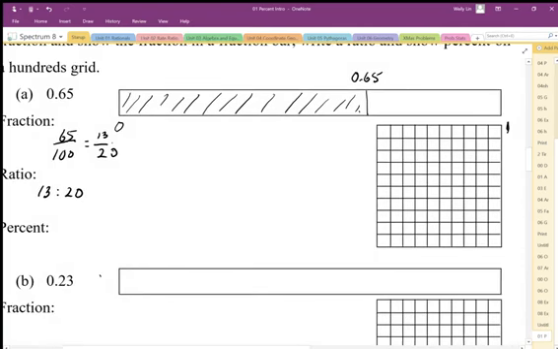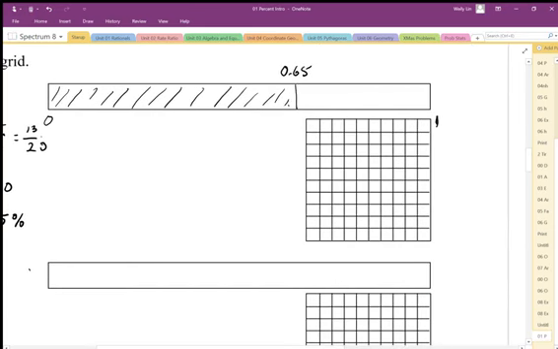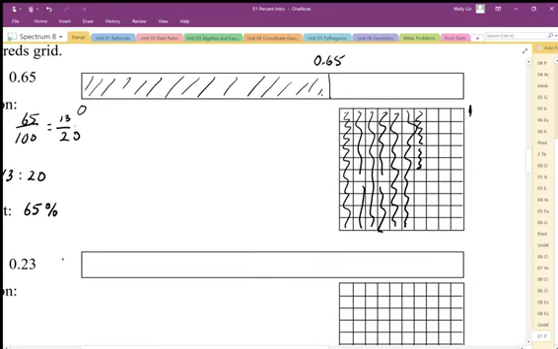Okay. As a percentage, the percentage is going to be fairly simple. I'm going to move that decimal over 2 places, so I get 65%. In a hundreds grid, I'm going to just fill out 65 pieces out of 100. So 10, 20, 30, 40, 50, 60, and then 65, that represents about 65%.